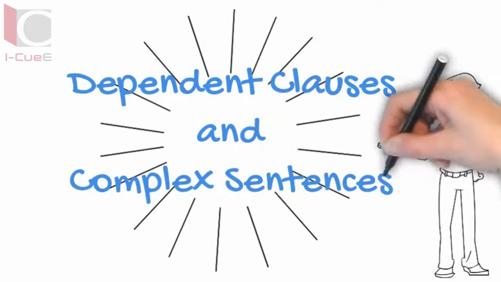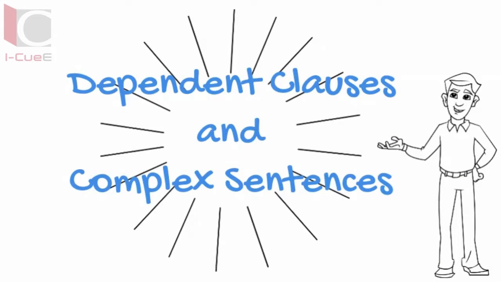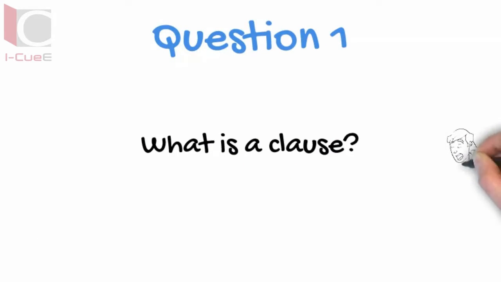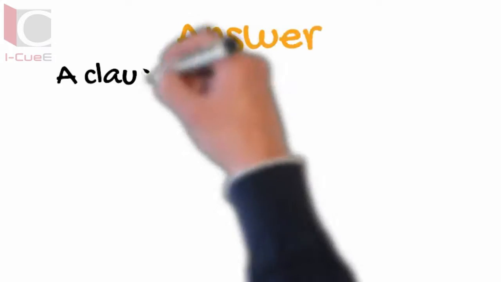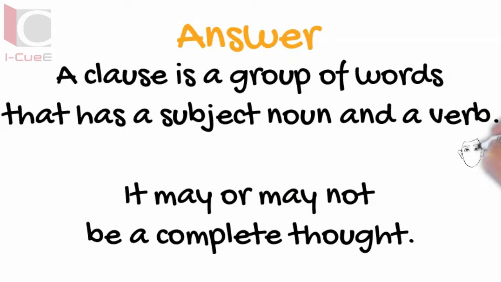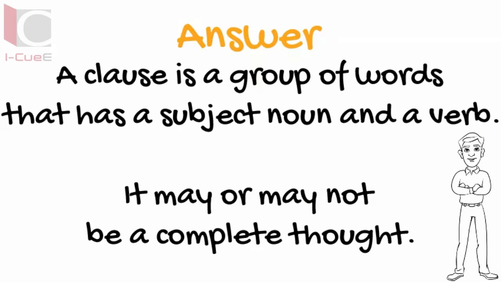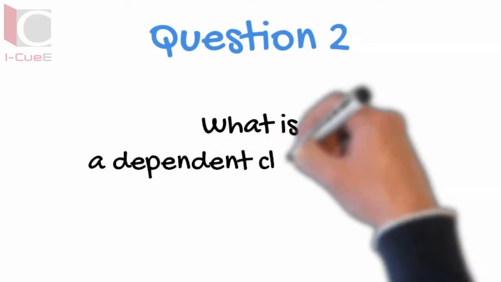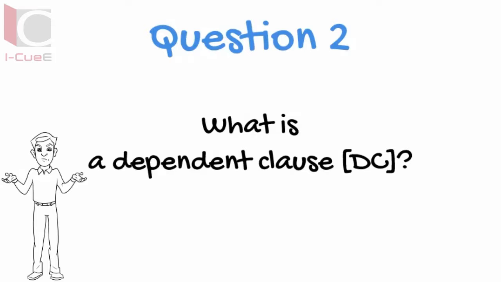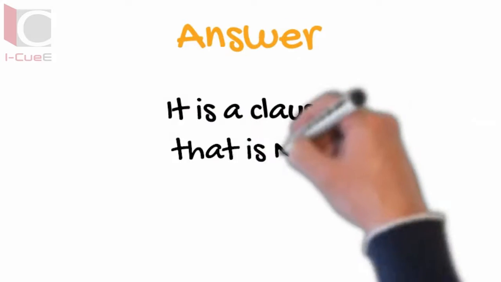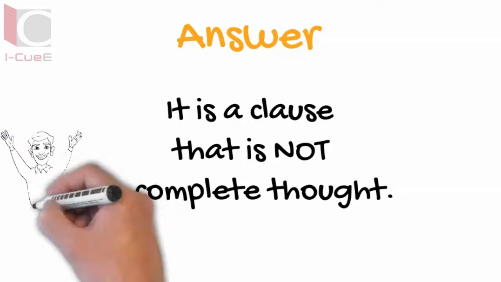Dependent clauses and complex sentences. What is a clause? A clause is a group of words that has a subject noun and a verb. It may or may not be a complete thought. What is a dependent clause, DC? It is a clause that is not a complete thought.